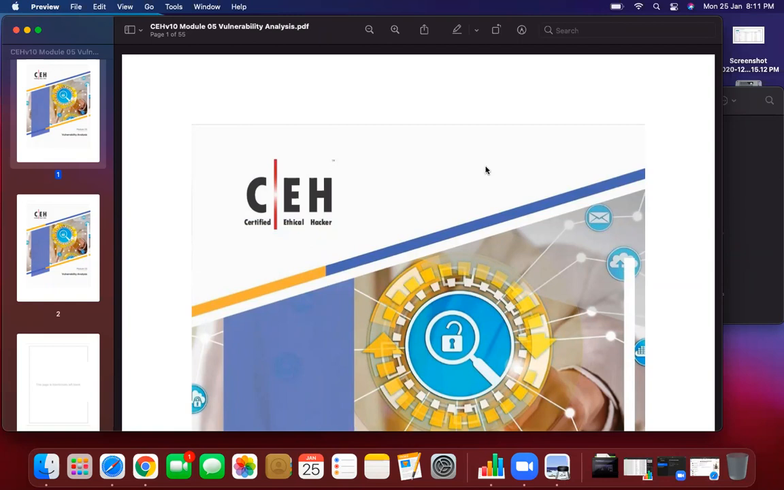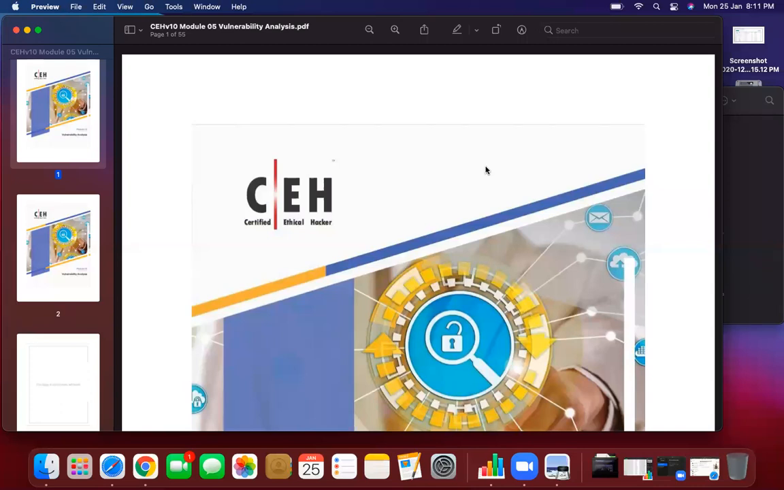As we all know, vulnerability means a weakness or a loophole in an application. An application could be a website, a software, a mobile app, a server, or a network. So vulnerability analysis, which means analyzing a vulnerability, is very, very important.